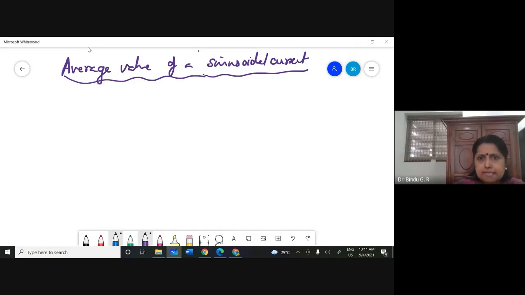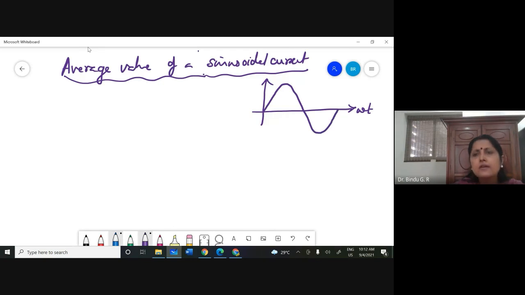So let's take a sinusoidal waveform, omega t, drawing the sine wave. Okay, 0, pi, 2 pi. As you know, you need to find out only for one half cycle, because it is a symmetrical wave.